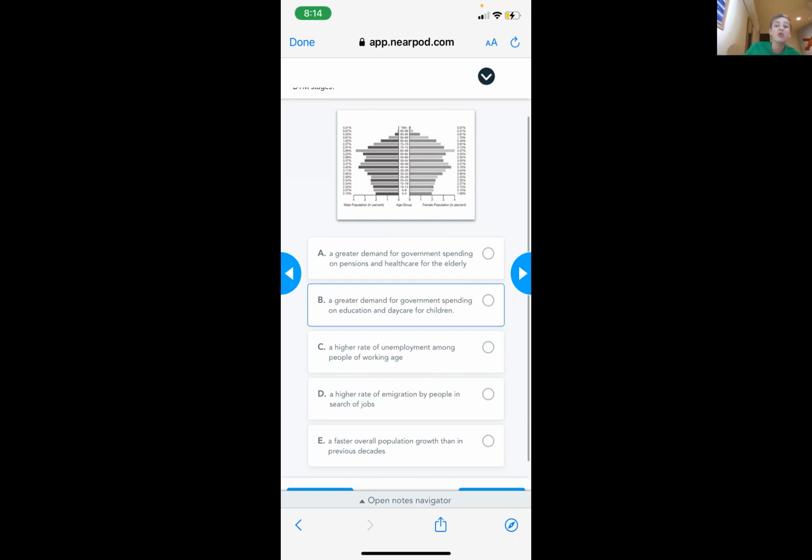So let's see what we can eliminate first. Choice A: greater demand for government spending on education and daycare for children. Do you think that's right or wrong? It would be because there's more elderly.